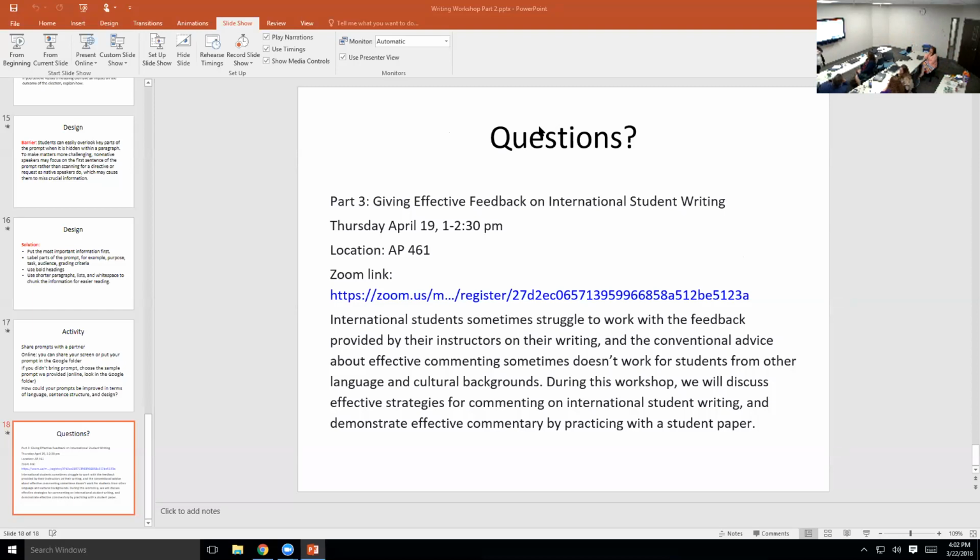This last piece is on giving feedback. This is really a critical piece because I think a lot of our international students really struggle to work with the feedback we give them sometimes, and are sometimes, I think, afraid to tell us. So we're going to give you some concrete strategies for how you can work with feedback in a way that will actually help them make revisions, because that's what we want them to do, right?